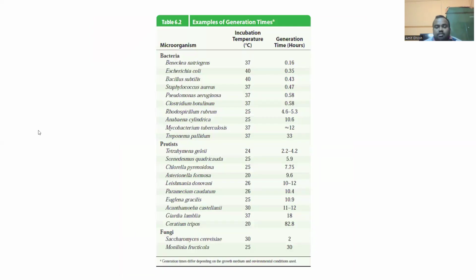And lastly, we are talking about what generation time, or doubling time, is. Here is a list of examples of different microorganisms and their generation times. For example, Escherichia coli has a generation time of 0.35 hours, that means 35 minutes. Bacillus subtilis is a little bit more, 0.43 hours. Staphylococcus aureus is 0.47 hours. Okay, Mycobacterium takes almost 12 hours to grow. For example, the fungus Saccharomyces cerevisiae will take 2 hours. So here are the examples of generation times.